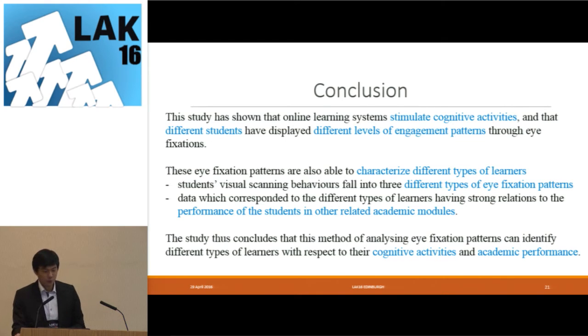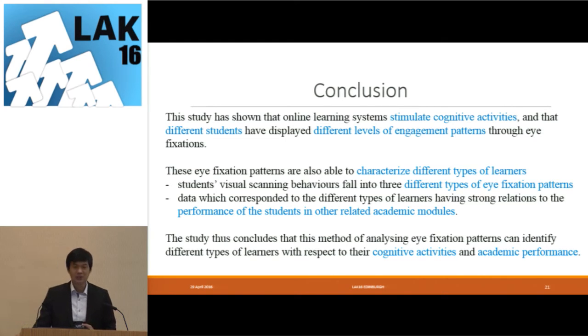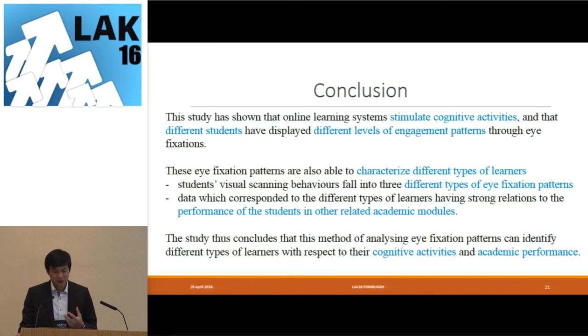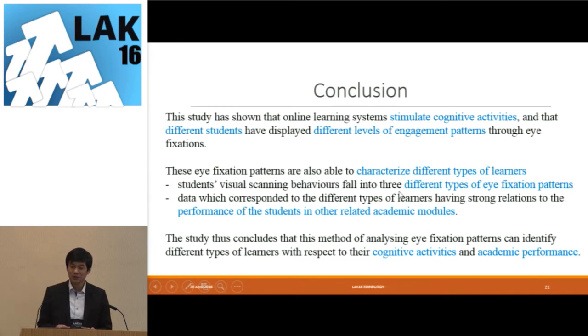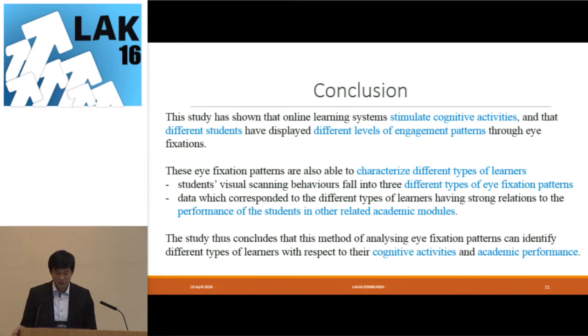So if we want to understand how the students are approaching such learning tools, perhaps eye fixation patterns might be able to tell us whether or not the students are engaged in cognitive activities, or if they are not, which levels of engagement they belong to. Now, the characterization of the different types of learners will also tell us different things, although as of now, as I speak, it's only 3 different types of eye fixation patterns. I believe there will be many more.